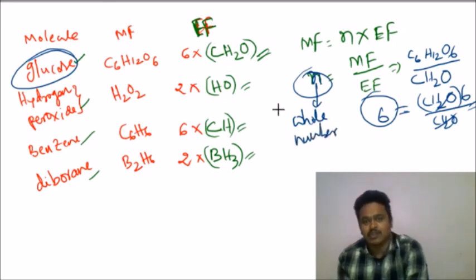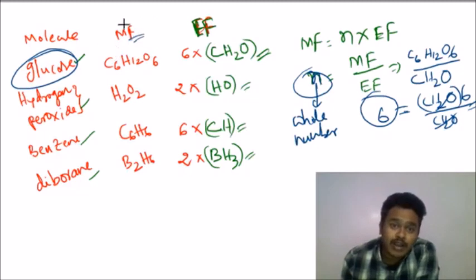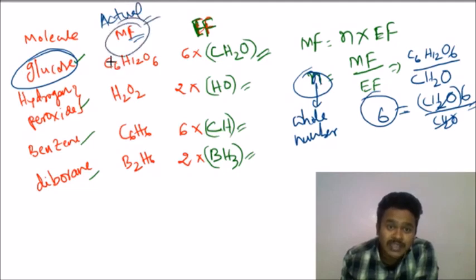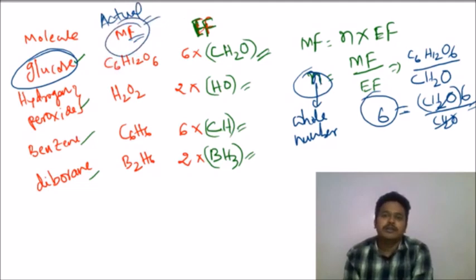Very clearly I will show it. This is the difference: the empirical formula is the simplest ratio of the molecular formula. The molecular formula represents the actual number of atoms present in a particular molecule, a particular species.